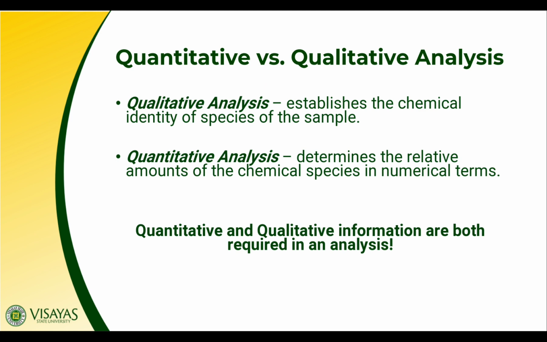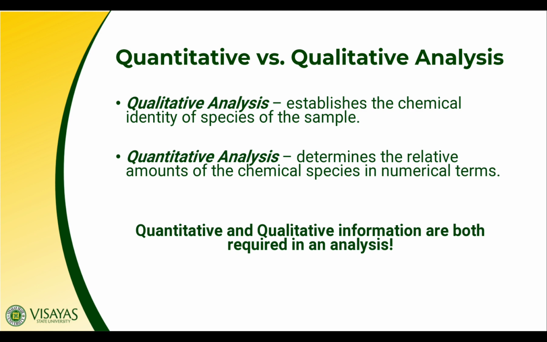We have qualitative analysis as the first one. So when you do a chemical analysis, this would be the first step, which would be the establishing of the chemical identity of the species contained in a sample. So the first thing you need to do when you conduct a chemical analysis or analytical chemistry application would be the conduct of qualitative analysis.